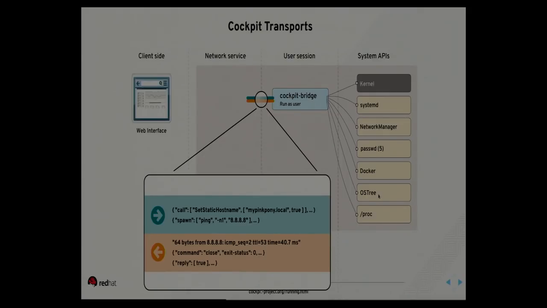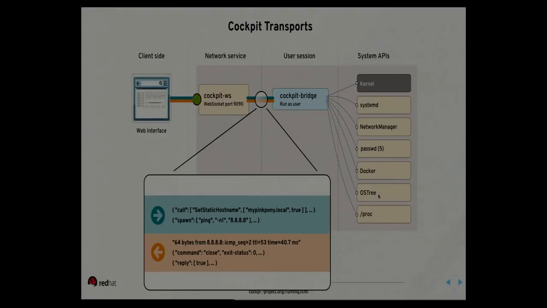We have this thing called the Cockpit Bridge, which runs as a user session, as the user that you logged in as. And it sends back and forth these various packets, various frames of information. Many of them are JSON, but others have file content, bits and parts of interacting with the APIs.